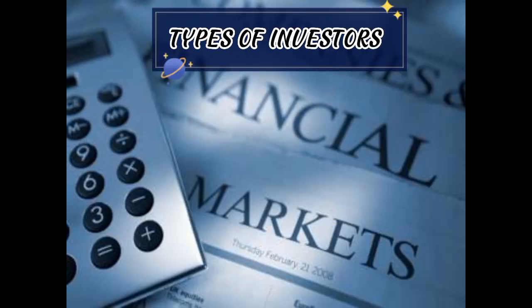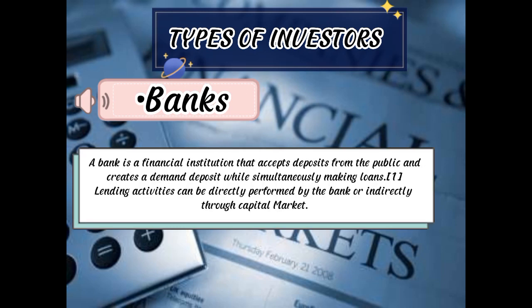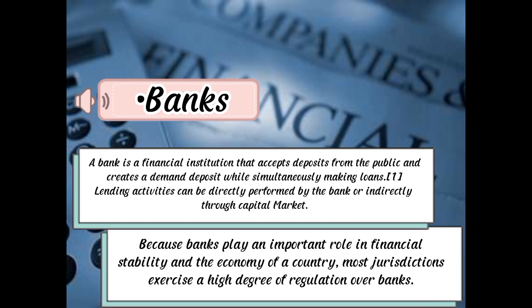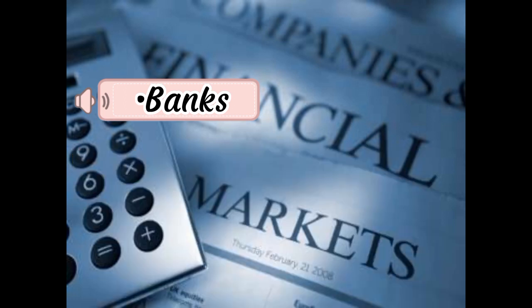Types of investors. Banks. A bank is a financial institution that accepts deposits from the public and creates a demand deposit while simultaneously making loans. Lending activity can be performed directly by the bank or indirectly through capital markets. Because banks play an important role in financial stability and the economy of a country, most jurisdictions exercise a high degree of regulation over banks.